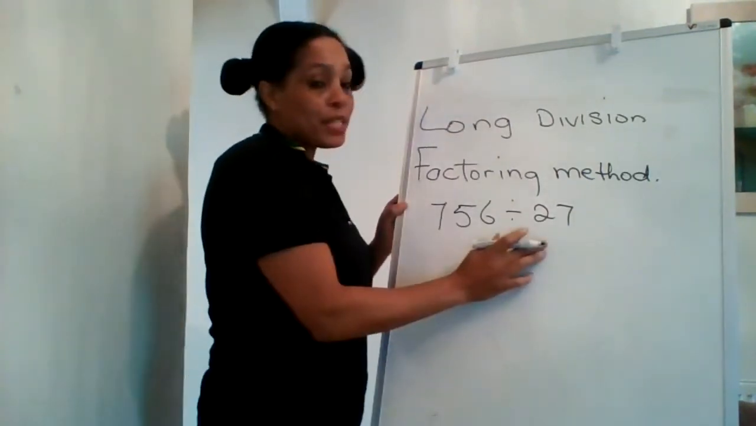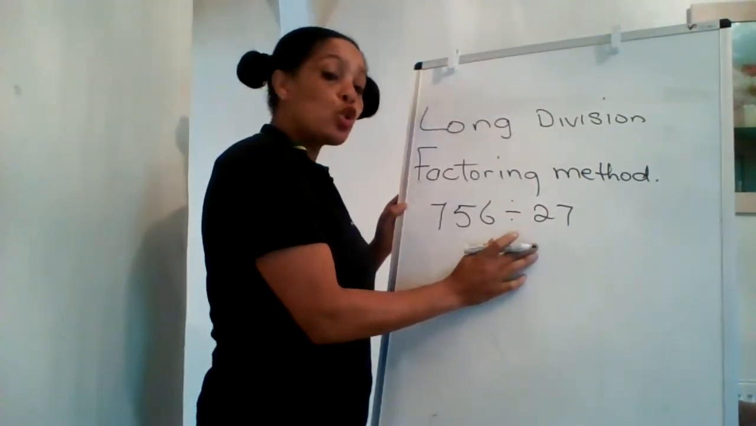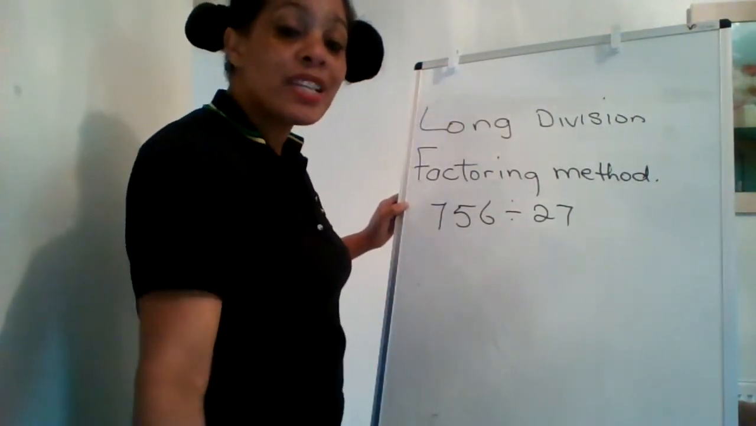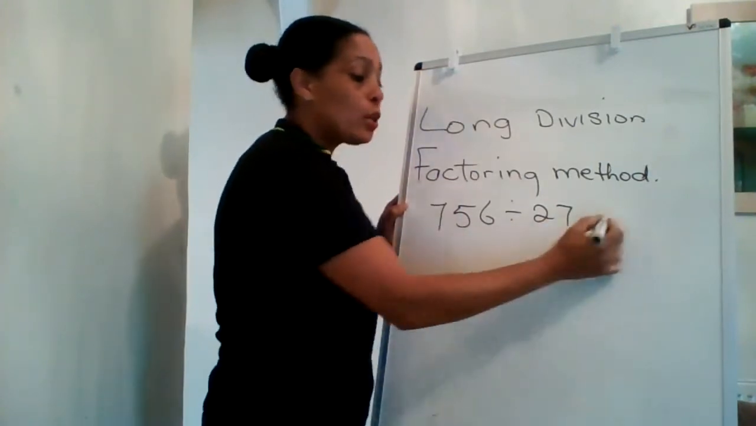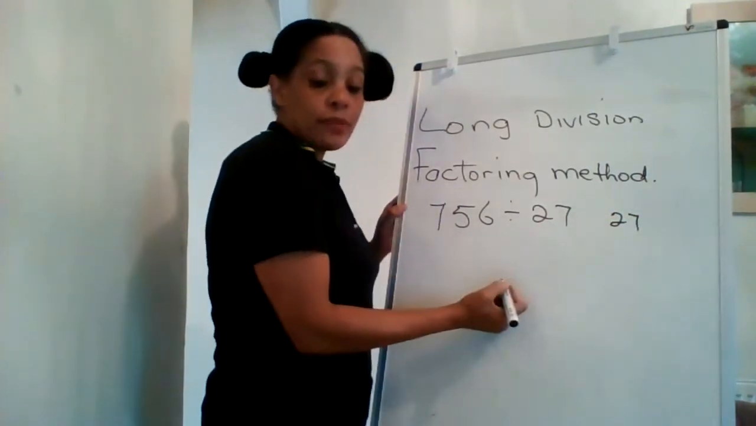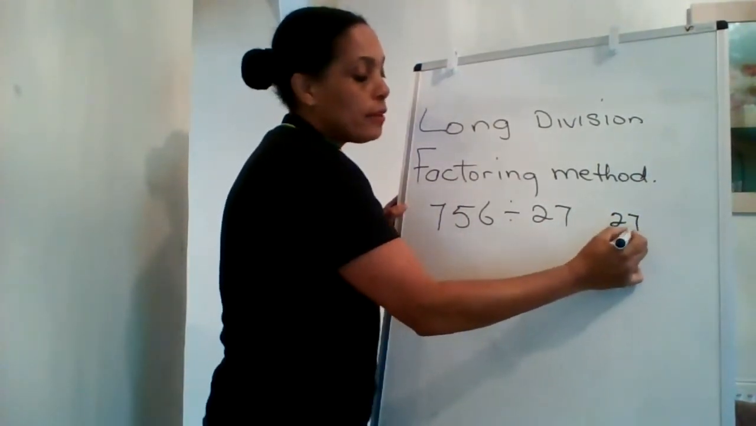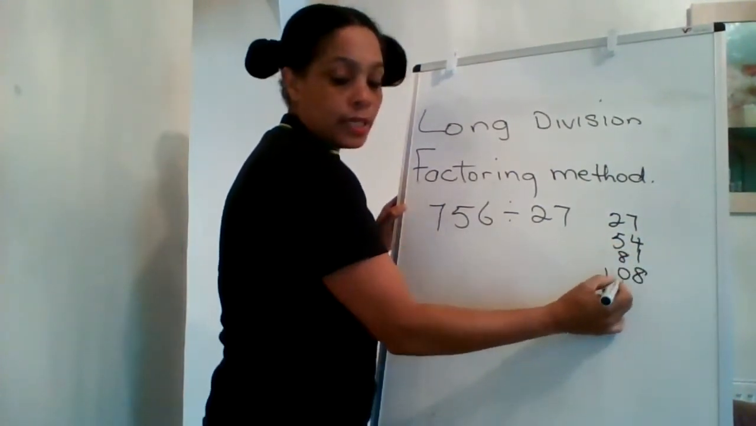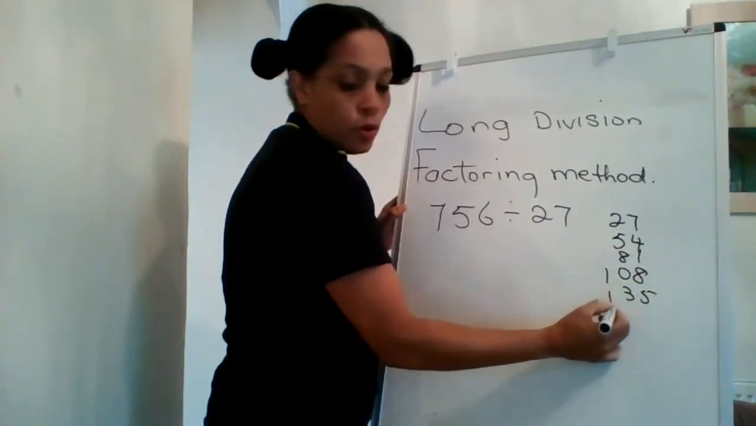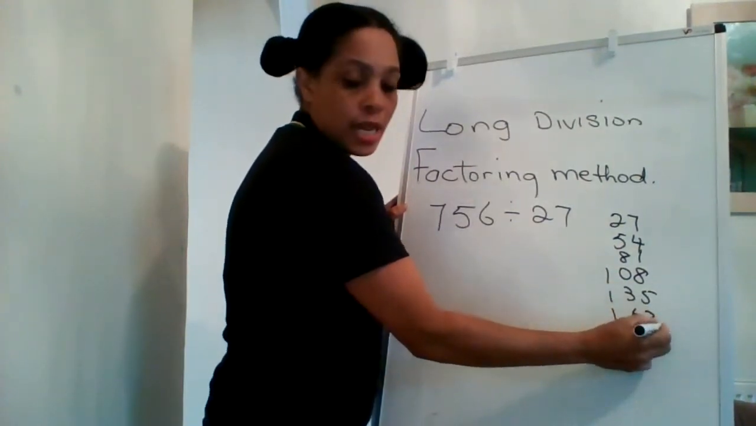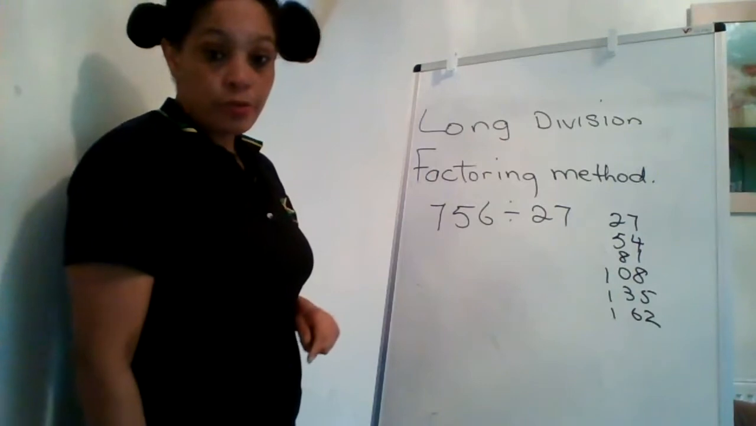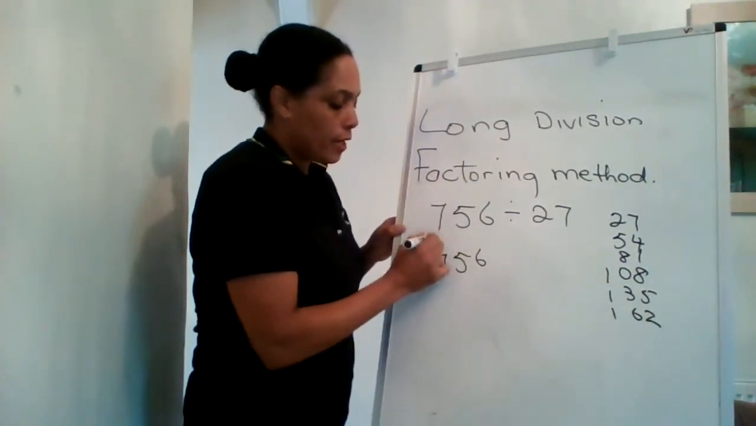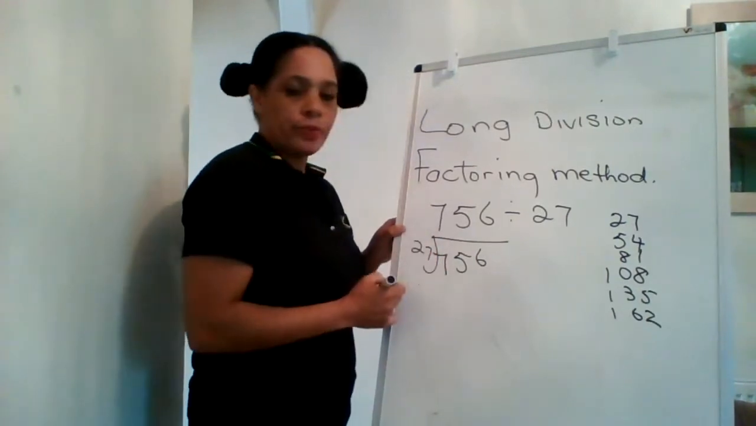Now, if I was asked to divide this and I was not doing the factoring method, it means I've got to know what my 27 times table is. So it's best to write down at the side my 27 times table. 27, 54, 81, 108, 135, 162, and let's stop there for a while. We might need to go further. So 756 divided by 27.